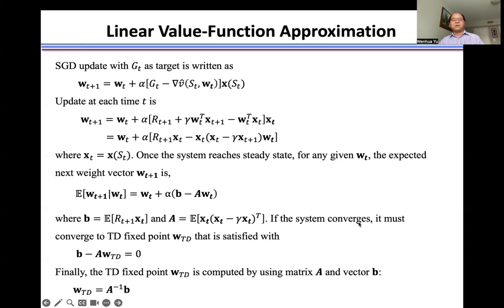So if the system converges, it must converge to the TD fixed point that we call W_TD. TD here is temporal difference. So W_TD satisfies this equation. And then solving this equation, we can calculate the TD fixed point. It means W_TD is the temporal difference weight. That means this W can be calculated by using a matrix A and a vector b. In this way, we solve the TD reinforcement learning problem by using the least squares method.